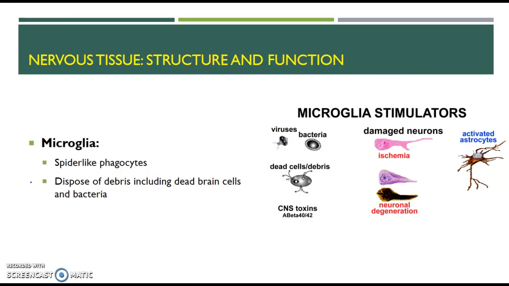Then we have microglia. These are pretty simple. These are going to be kind of your white blood cells of the nervous system. They're going to go around and take care of any dead neurons and any dead bacteria.